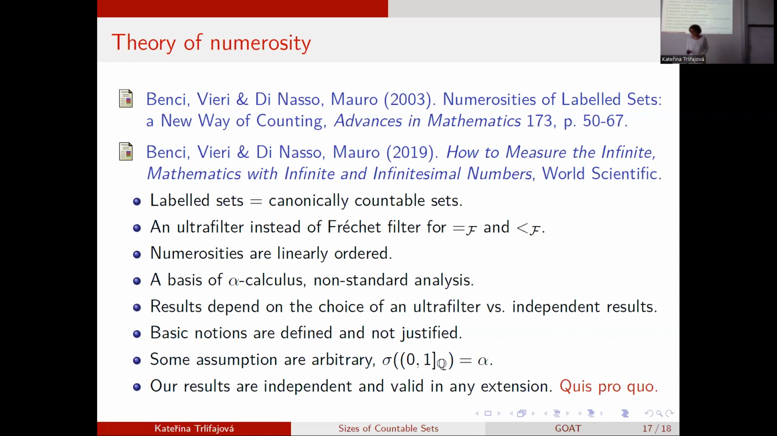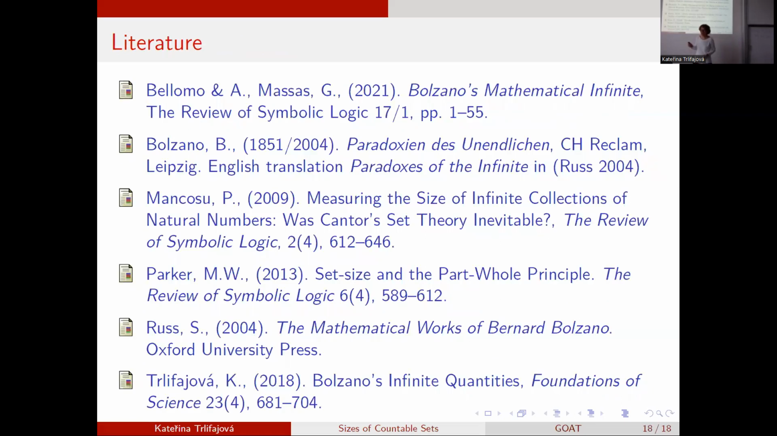Quid pro quo. So here is some more literature. This is on the mathematical interpretation of Bolzano's mathematical infinite. I have also a paper on the interpretation of Bolzano's paradoxes of the infinite. Yes, it was my inspiration. And here is another important paper from Paolo Mancosu, who writes about measuring the size of infinite collections. Was Cantor's set theory inevitable? It is another source of my inspiration.